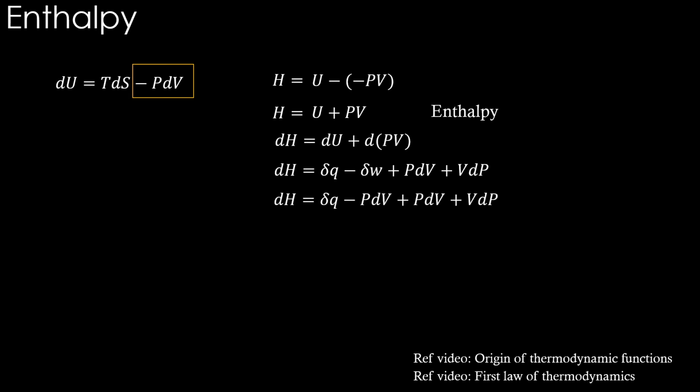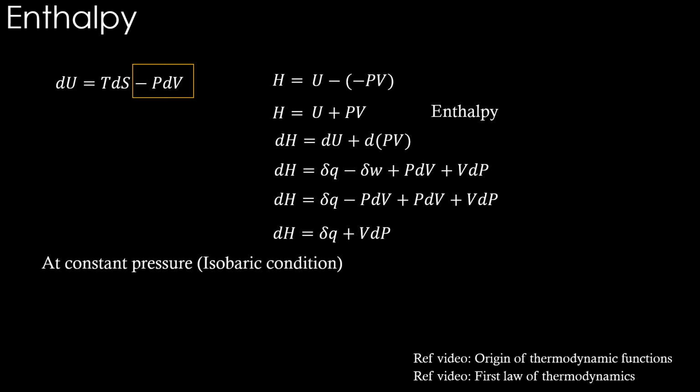Substitute PdV in place of δW, the work term. Collecting the terms, dH becomes equal to δQ plus VdP. Now in numerous practical processes, the pressure is not varied, especially in many reactions and phase transformations in materials. Now what happens to this equation when the pressure is considered to be a constant?